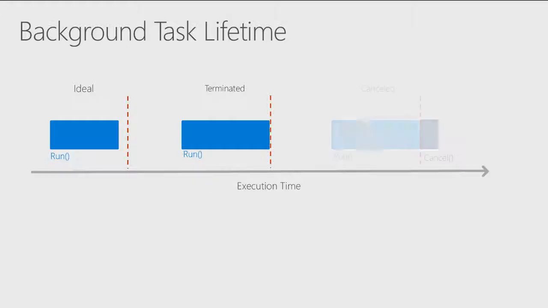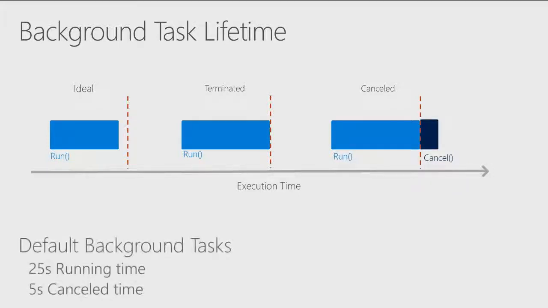Now, when that happens and the system decides that your background task needs to be terminated in some way, well, you are actually given the opportunity to do work during a cancellation event handler. So the cancellation event handler will fire and will actually give you an extra 5 seconds. So generally, you get about 25 seconds of wall clock time for a default background task to run. There are some other types of background tasks, such as an application trigger background task or a maintenance trigger background task that can run up to 10 minutes.